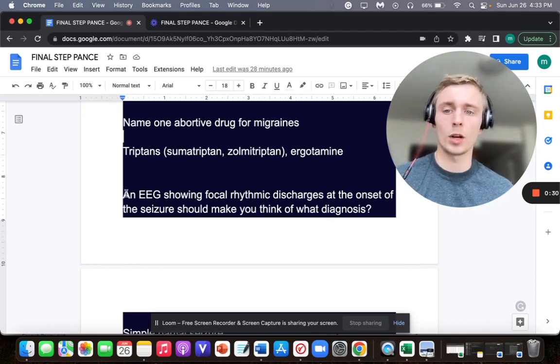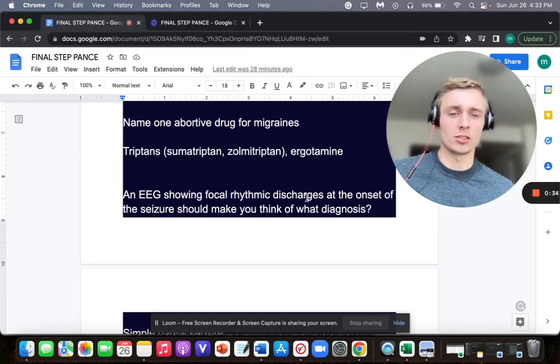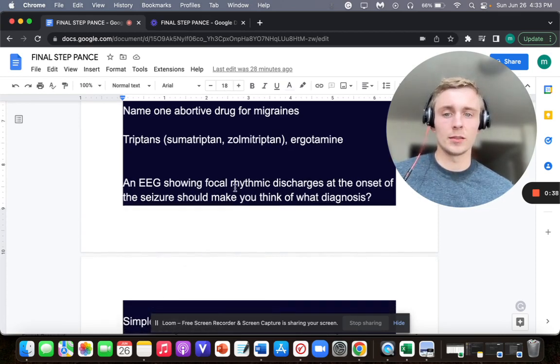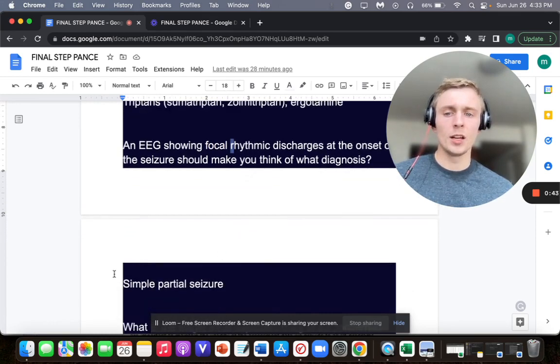Now, the next one is an EEG showing focal rhythmic discharges at the onset of the seizure. Should make you think of what diagnosis? Focal, importantly, focal rhythmic discharges. That's going to be a simple partial seizure. And remember, the ones that are partial are also focal.